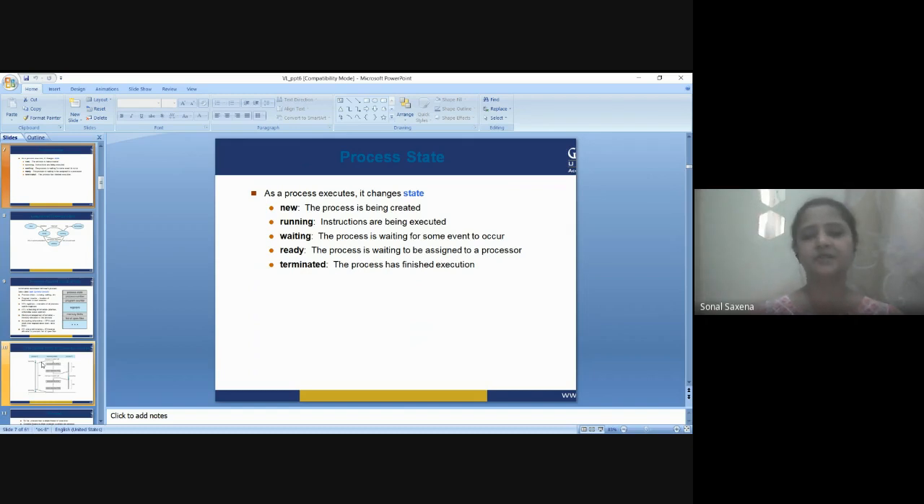Once your process has been created, it comes into the running state. Running state means it is getting executed. It is getting active by being processed by the central processing unit. So, running state is the execution state. The third state is called the waiting state. Now, what is the waiting state? A process can be in a waiting mode for two reasons.